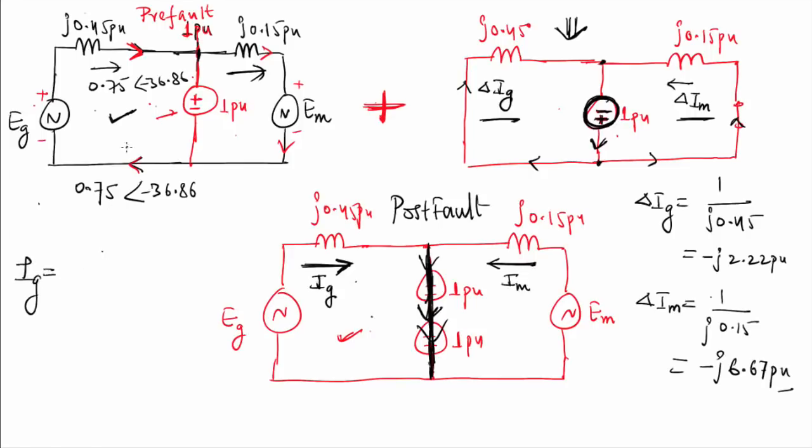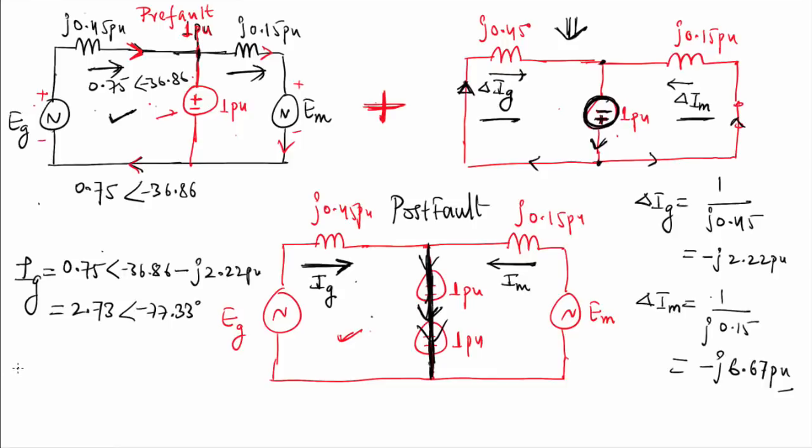Ig will be, just try to understand, this is flowing from left to right and del Ig is also flowing from left to right. So overall these two are getting added, so 0.75 at an angle of minus 36.86 plus del Ig is given, that is minus j2.22 per unit. Add these two, you will get Ig is equal to 2.73 at an angle of minus 77.33. So the fault current in generator you are getting same as in method 1. In method 1 also the current Ig you got, that is 2.73 at an angle of minus 77.33. You can check that by rewinding this lecture.